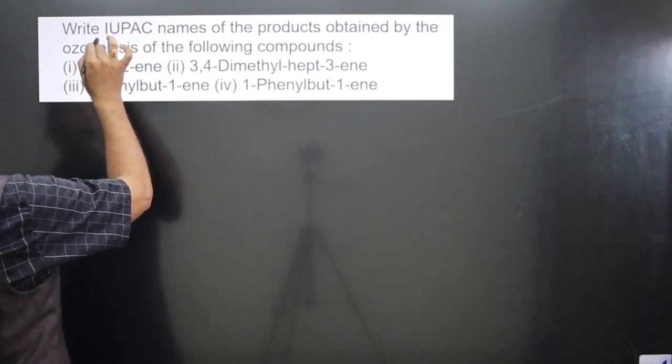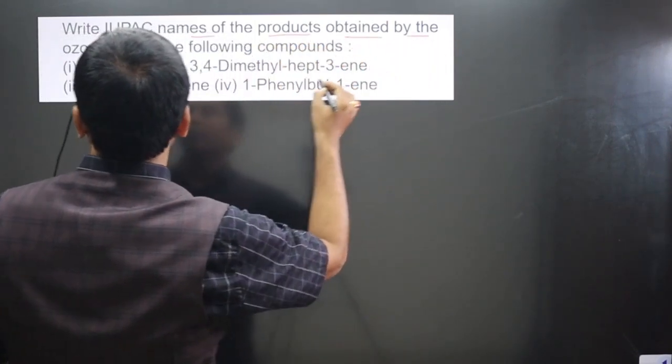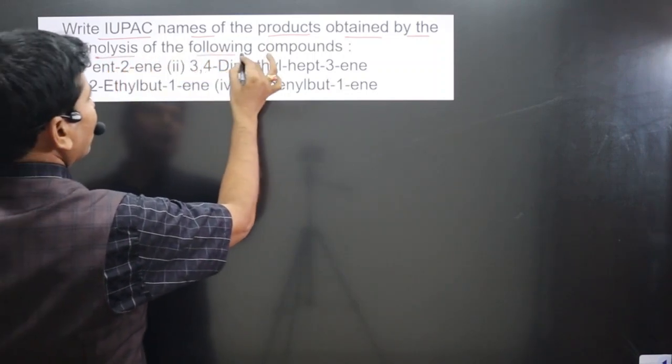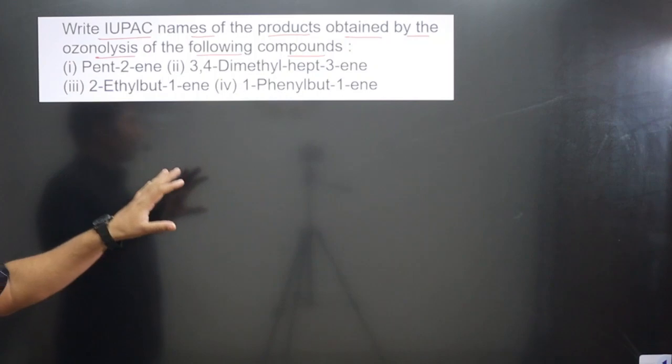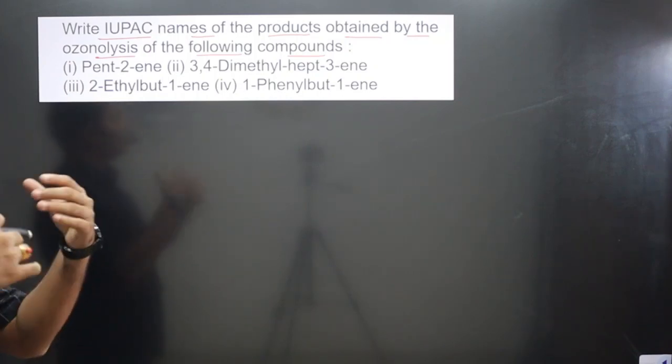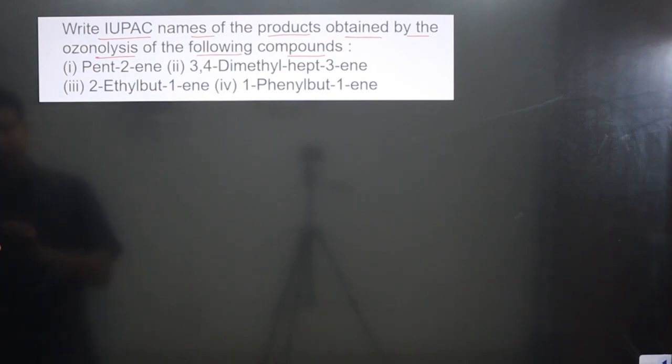The question says write IUPAC names of the products obtained by the ozonolysis of the following compounds. These are the 4 compounds given here. We have to carry out ozonolysis, and whatever products are formed, we have to name them.